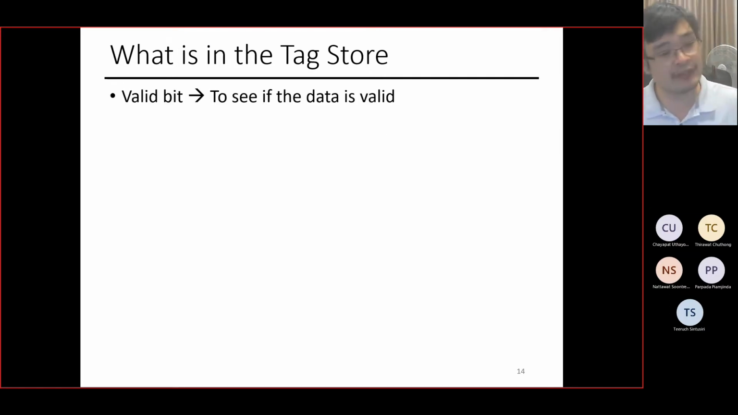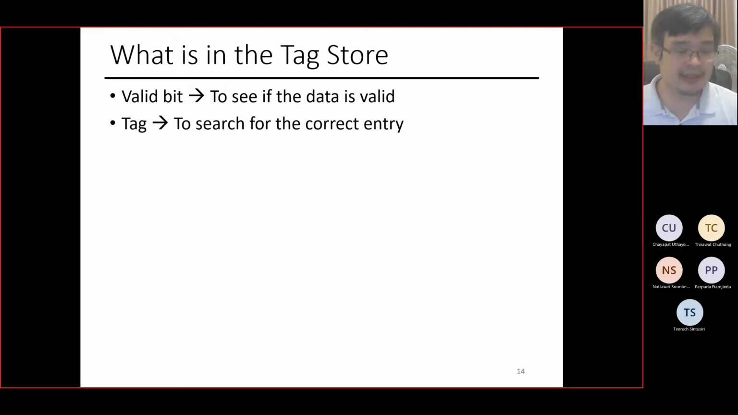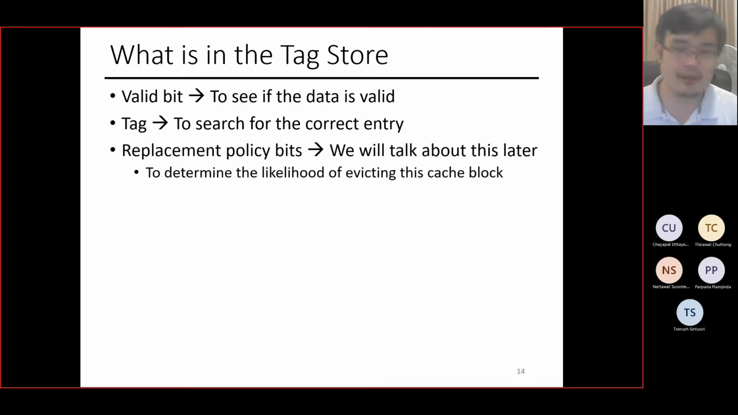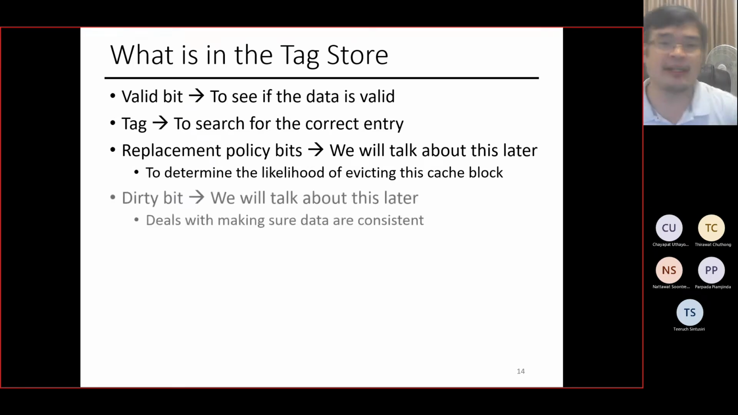The tag store would have the valid bit. The first thing is you need a valid bit. You need to figure out, hey, is that valid data or is it some junk that just got initialized and is not usable? Then you need the tag. The tag is the ID that allows the access to figure out, is that my data or is that someone else's data? Then you have the replacement policy bit. We'll talk about this next week when we talk about the different replacement policies. This determines the likelihood of evicting this cache block.